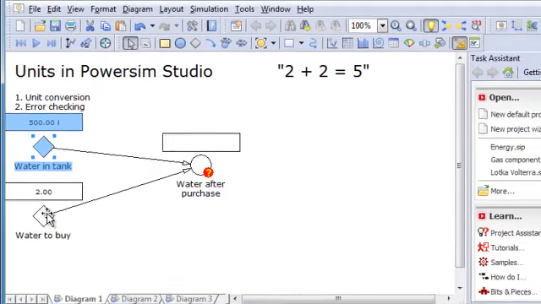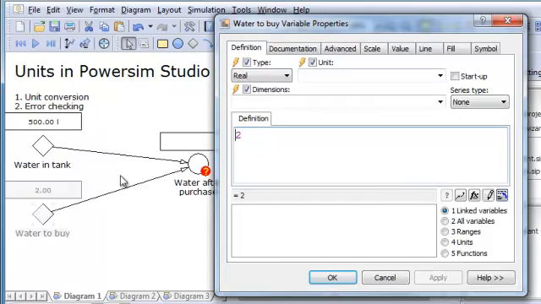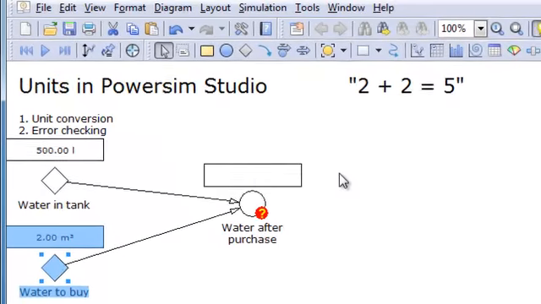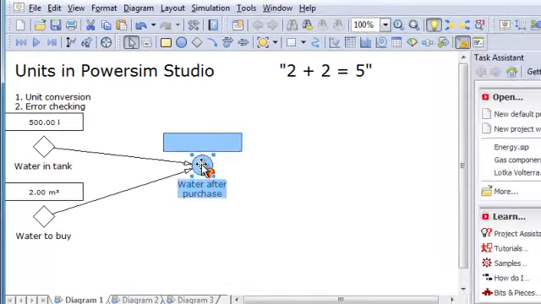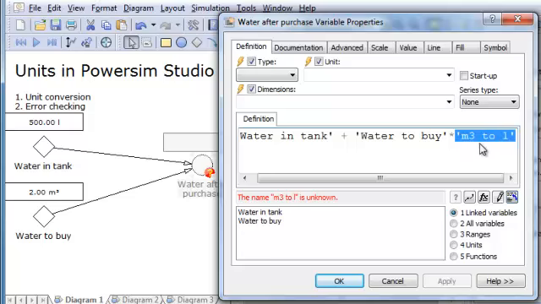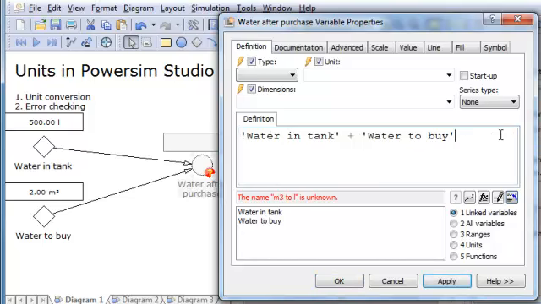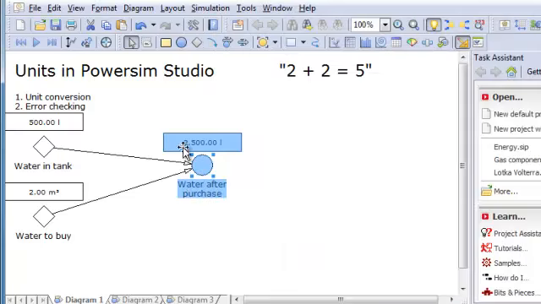Then the amount to buy should be 2 cubic meters. I define this as well, double bracket for unit, meter raised to the power of 3. Now this is cubic meters. Then in this definition, all I need to do is water in tank plus water to buy. That's all. 2,500 liters. It is converted automatically.